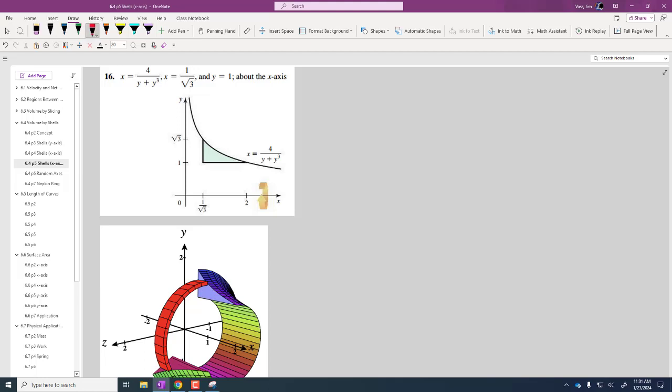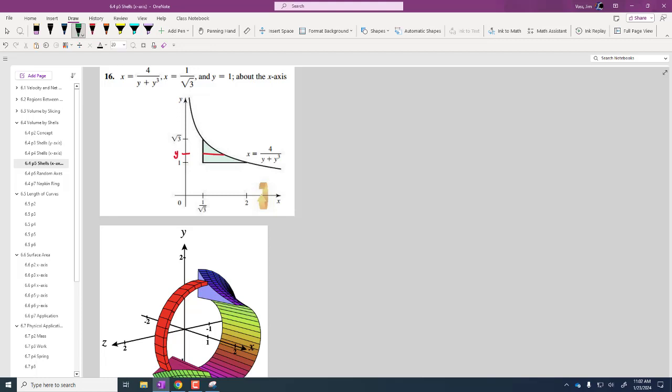So once again, if we rotate around the x-axis and we were going to use a washer, we would use a vertical element because that would be perpendicular to the axis. But we want to use a shell, so we're going to use a horizontal element, and that horizontal element is at a random y. That element is parallel to the axis, so it's going to create a cylinder. Perpendicular would create a washer. Parallel creates a cylinder as it rotates. So we want to use that.